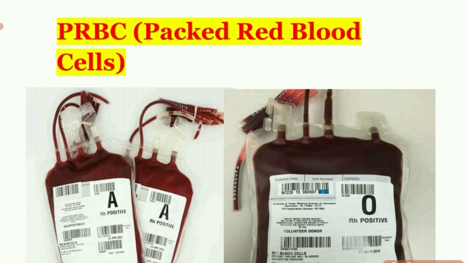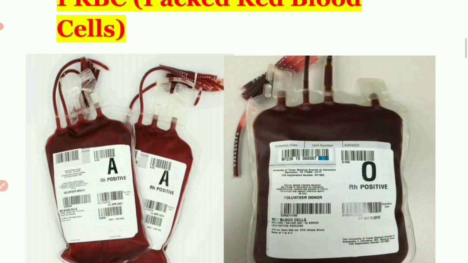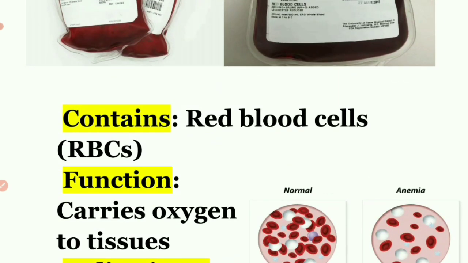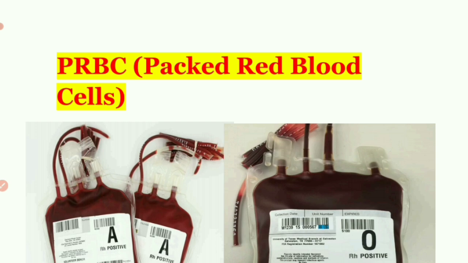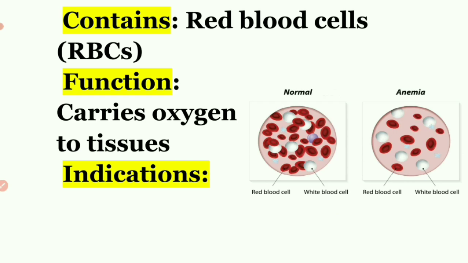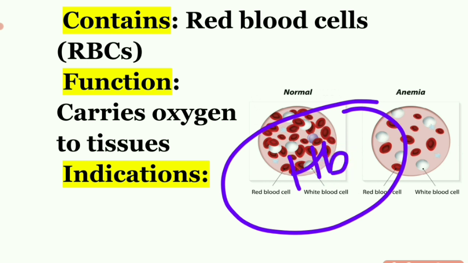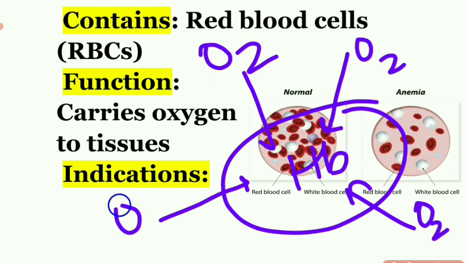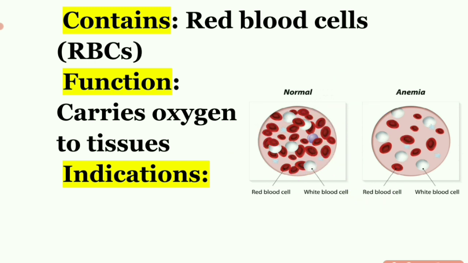Firstly we are discussing PRBC. PRBC full form is packed red blood cells. In this figure we are seeing packed red blood cells, which contain RBCs. What is the function of PRBCs? The function is to carry oxygen to tissue. Why? RBCs contain hemoglobin, and one hemoglobin molecule binds 4 oxygen molecules. So RBCs carry oxygen to tissue. That is the main function.